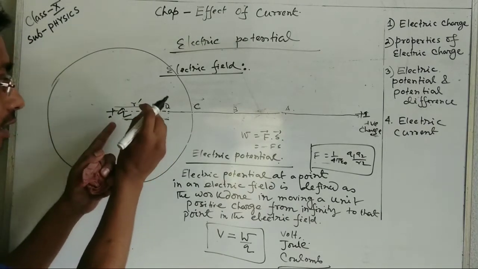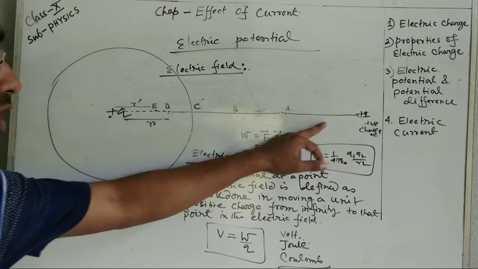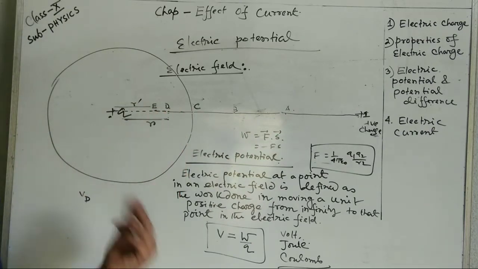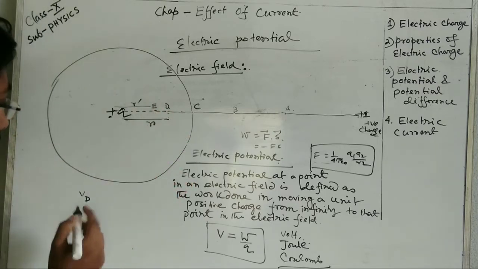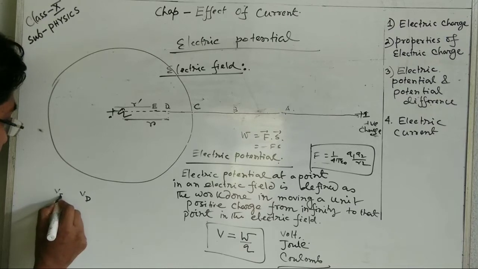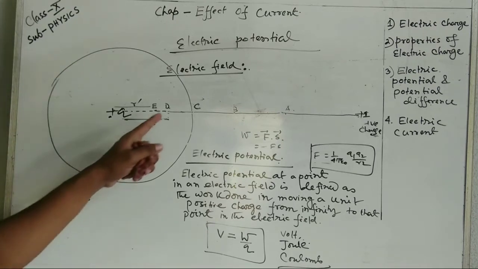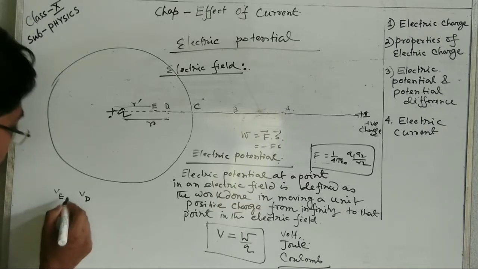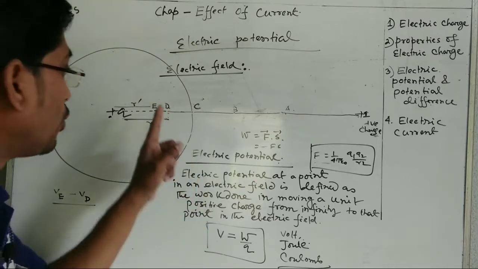And what is the potential at the point E? It will be to bring unit positive charge from infinity to the point E. You see, the E point is very close to Q, so extra work you have to do, more work with respect to the D point. So what will be the potential of the E point? That is VE. Which is greater, VE or VD? VE will be greater. Then the potential difference is nothing but VE minus VD. That means to bring unit positive charge from D to E.